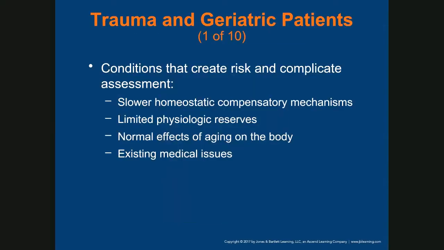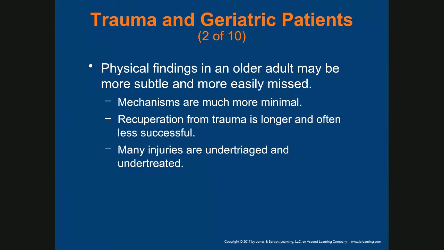All right, now trauma and geriatric patients. Conditions that create risk and complicate assessment: slower homeostatic compensatory mechanisms, right? Limited physiologic reserves, normal effects of aging on the body, existing medical issues. Physical findings in an older adult may be more subtle and more easily missed. Mechanisms are much more minimal. Recuperation from trauma is longer and often less successful. Many injuries are under-triaged and undertreated.